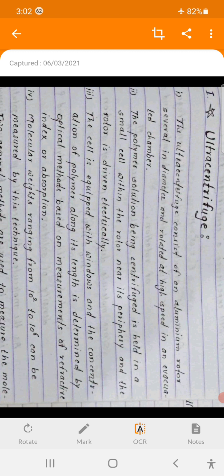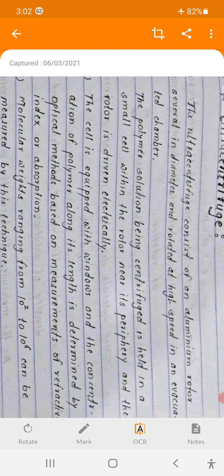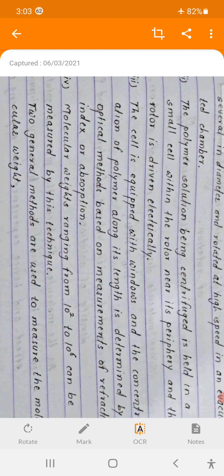The ultracentrifuge method consists of an aluminum rotor, several inches in diameter, and that machine rotates at high speed in a chamber. The polymer solution being centrifuged is placed in a small test tube like glass cell in that moving rotor, near the periphery of that cell.